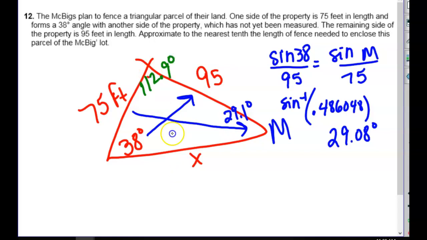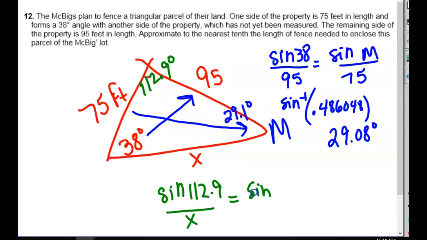Anybody? So then what? Are you getting those numbers or am I crazy? Okay. Sine of 112.9 is across from x in the same way. I'm going to go with the 38 and 95, okay?